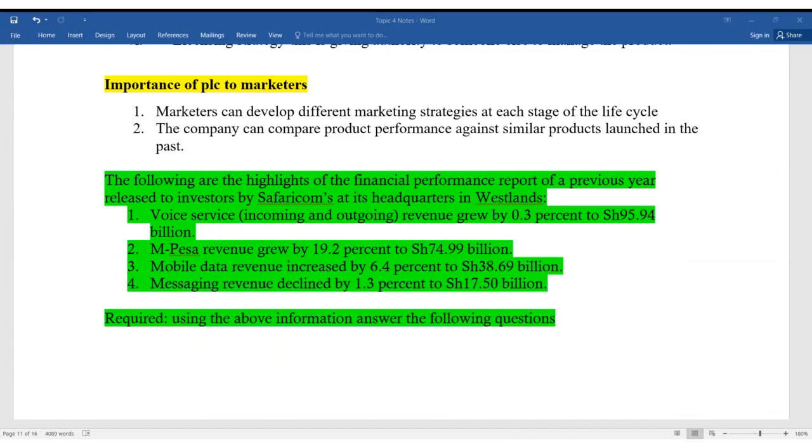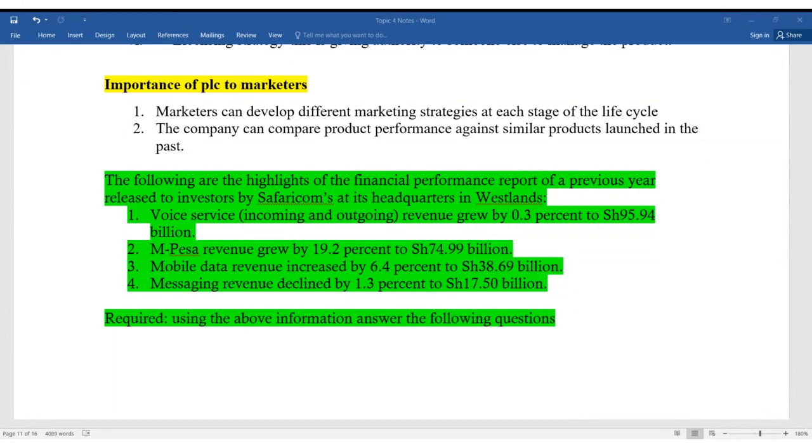So depending on the performance of each, you are able to know what strategy you can use, what decisions you can make to improve the growth of a product. There are certain products that become unpopular, such that you can no longer maintain them. You phase them out and introduce new ones.